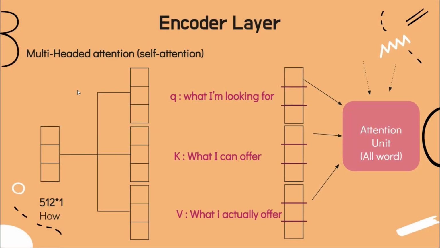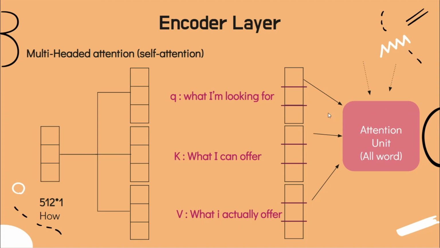Now we will pass to the multi-headed attention, self-attention. This is, for example, the vector of the word how. It will break down into 3 component vectors. Each vector will be broken up into 2 separate pieces, and each piece will be part of creating the attention unit. Those component vectors are called Q, K, and V: the query vector, the key vector, and the value vector. The Q represents what I'm looking for. The K is what I can offer, and the V represents what I actually offer.